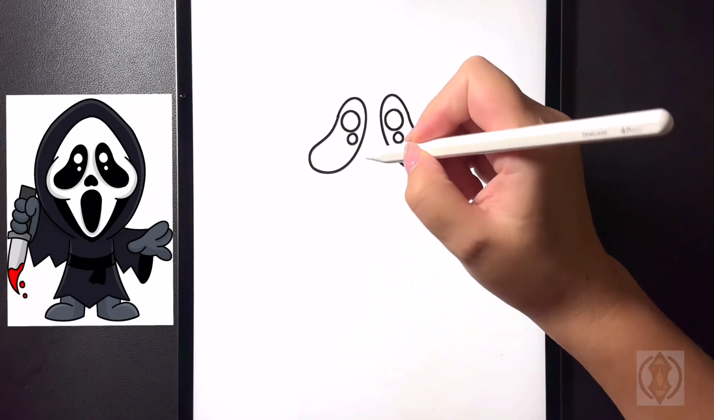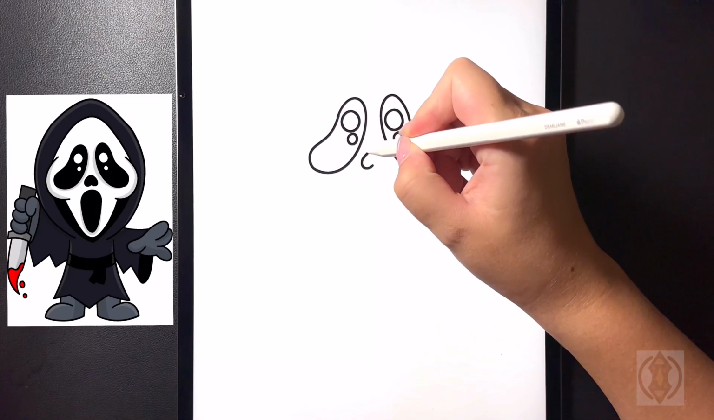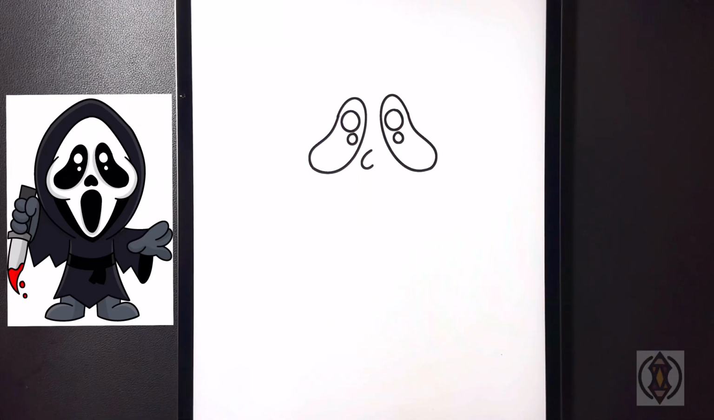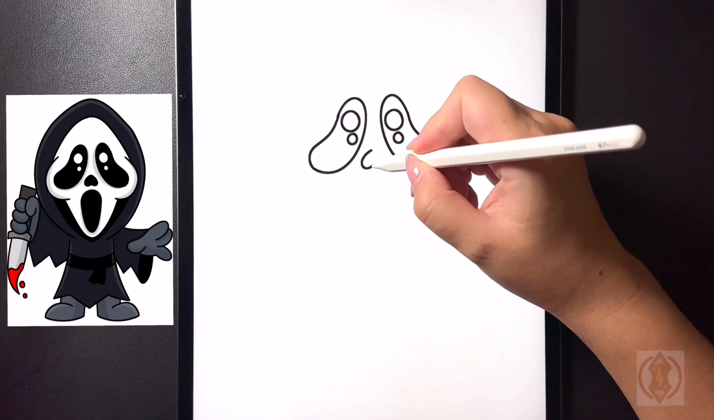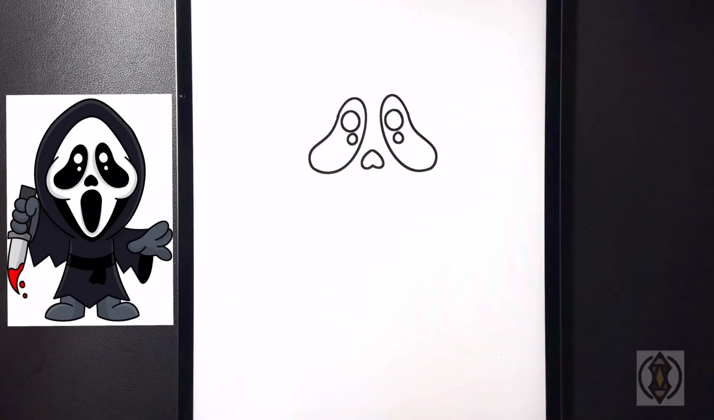Let's move in towards the middle now. So for our nose, starting in the center, we're going to curve this line around and then out, bringing that up towards the top. And now starting in the center again, we're going to curve this out and then connecting that again up on the top part there.